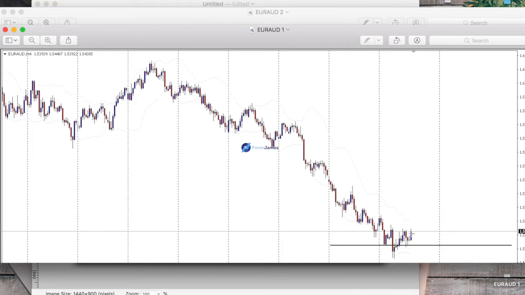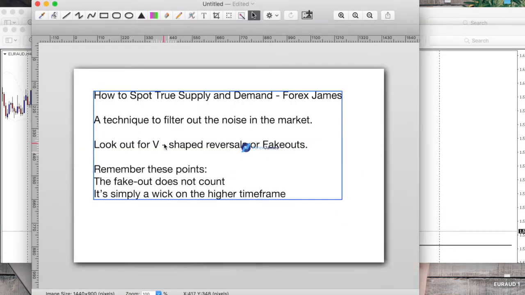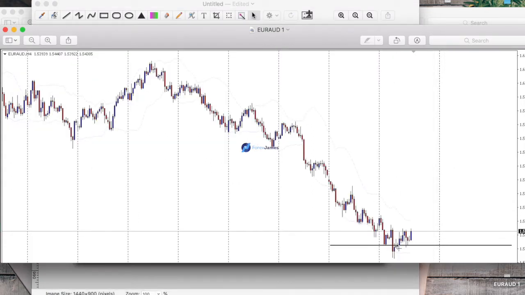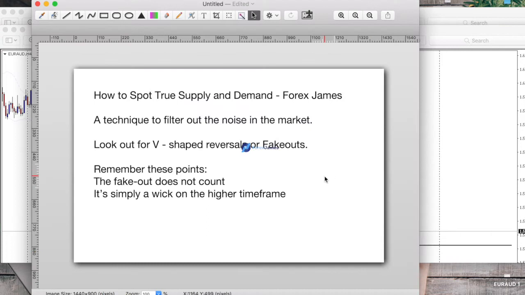So the technique is to look for V-shaped reversals or fake outs and understand that this is just a fake move playing out and it doesn't count. Why is that so? Because it's simply a wick on the higher time frame.